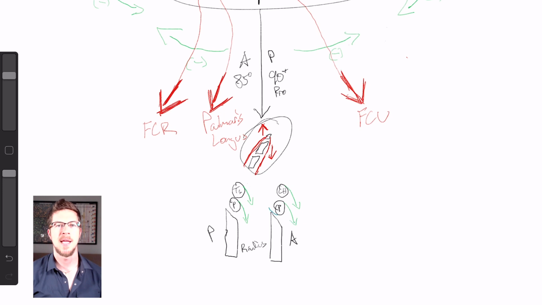Now, there are different mechanics here. The capitate and the hamate will do the same as the proximal row. They're going to roll anteriorly but glide posteriorly. However, the trapezium and the trapezoid, being concave on convex, they're going to roll anteriorly and glide anteriorly as well.